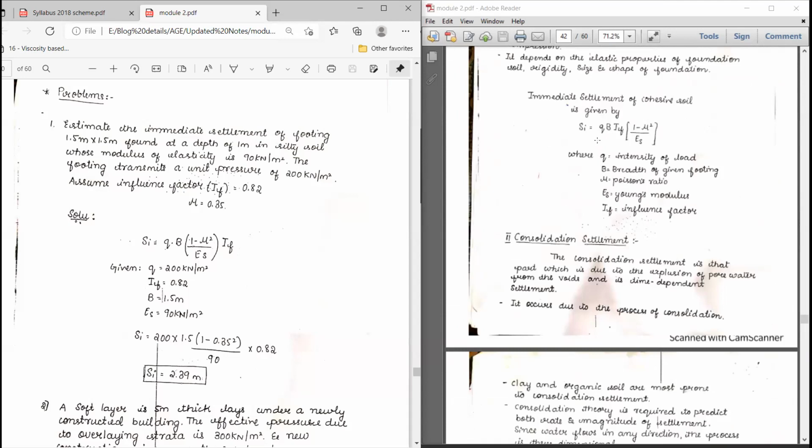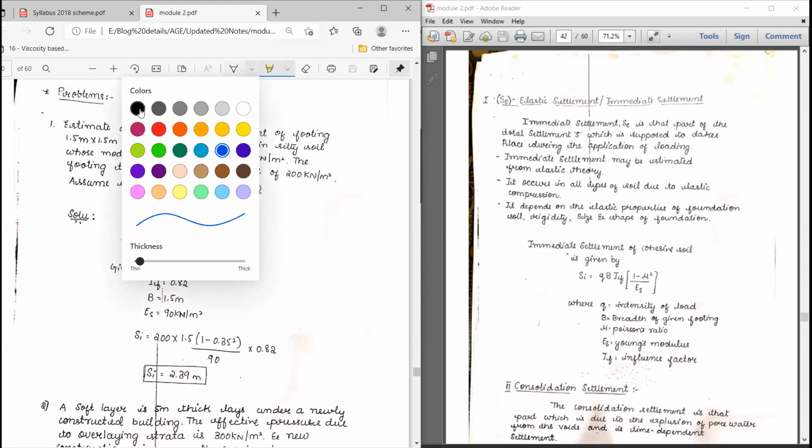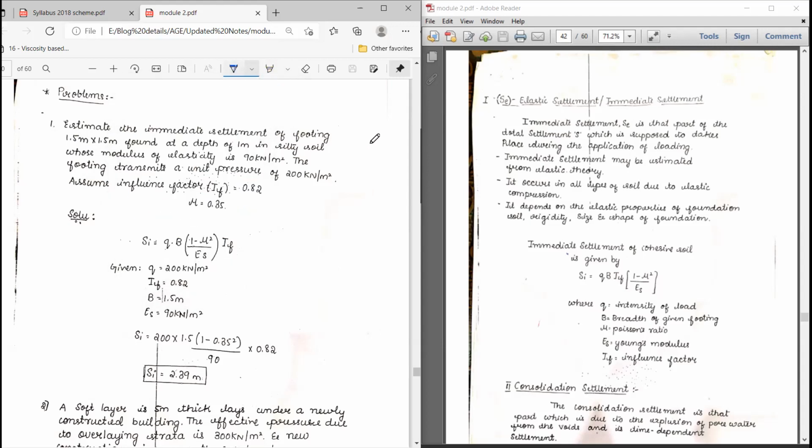Now let us see how to calculate these settlements for the practical condition or for the given problem. Okay, now let us take the first problem.